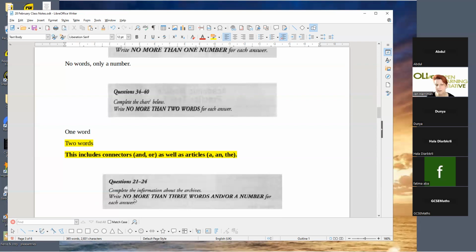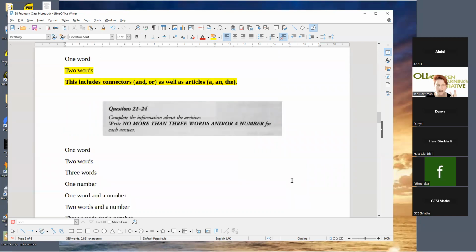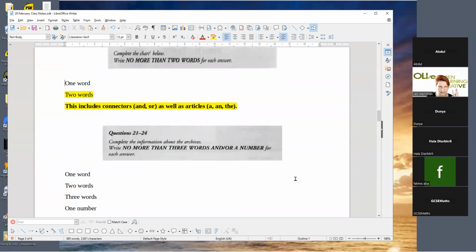Here's a complicated one. This is about the most complicated instruction that you will get. Write no more than three words and or a number. Okay, so there's a lot of options. If it's no more than three words, can you answer with one word? You can answer with one word. You can answer with two words. You can answer with three words. Because it says and or a number, you can have one number as the answer.